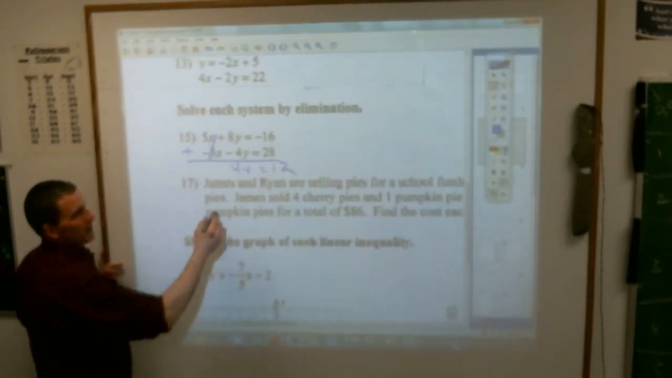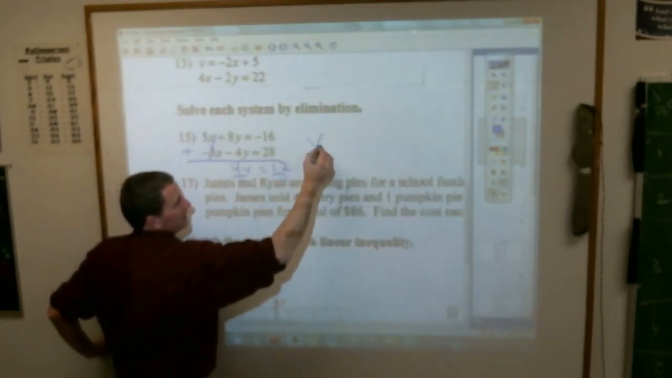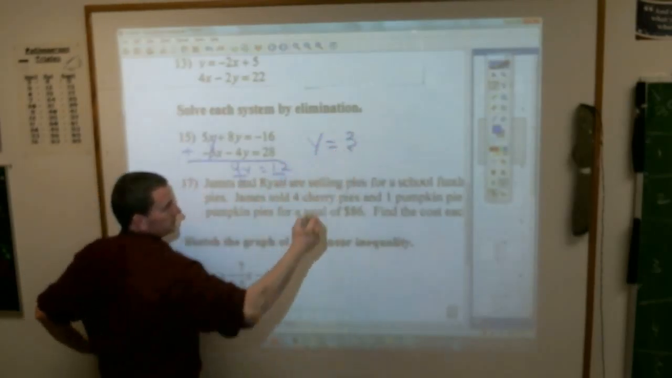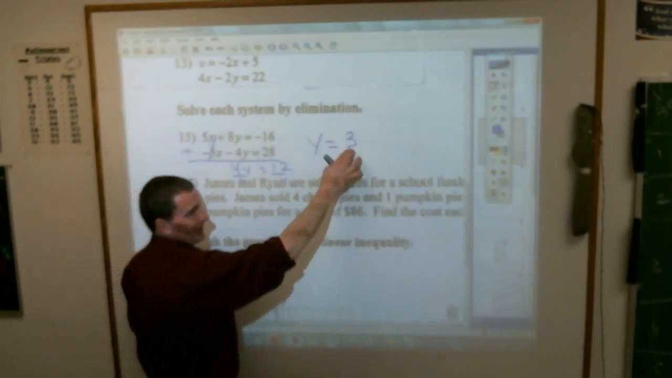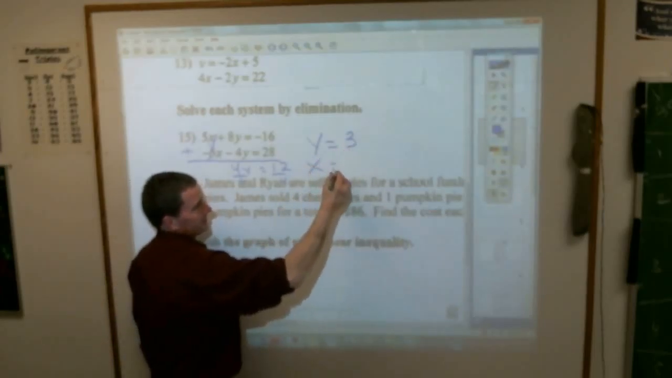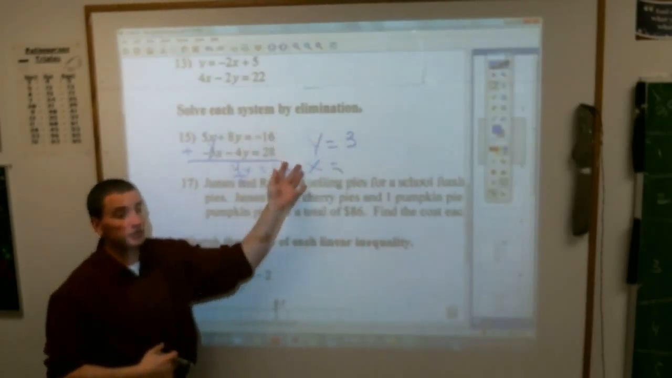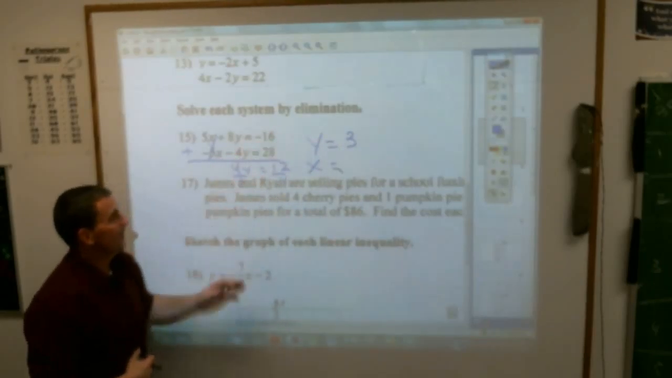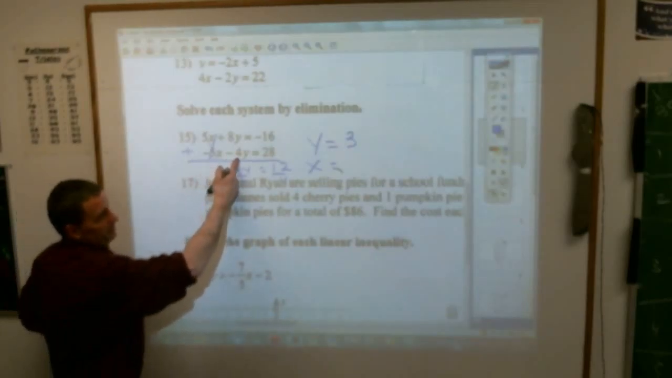So solving that for y, you just divide by 4, y equals 3. That one should have been easy. The other one probably gets a little harder. Then you need to take that 3 because you want to know what both x and y are. You need to take that 3 and put it in either of the first 2 equations you started with. It doesn't matter. I would pick the second one.